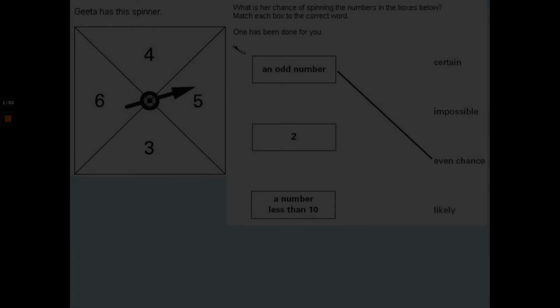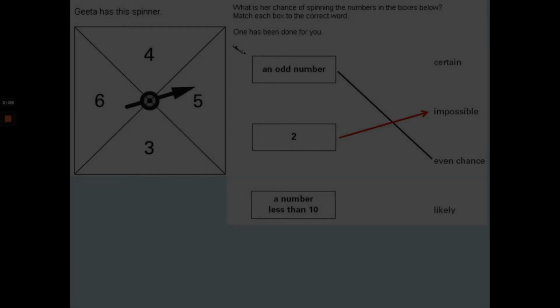Okay, let's go through the answers. There are no 2s on the spinner, so it would be impossible for her to spin a 2. Every single number on the spinner is less than 10. Therefore, it is guaranteed, certain, that she will get a number less than 10.